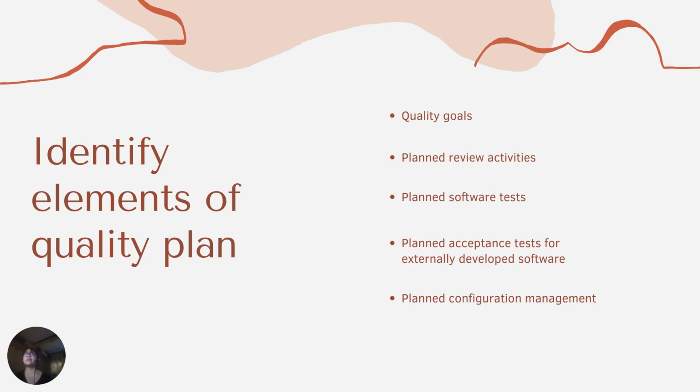The next question is: identify the elements of the quality plan. There are five elements that constitute a quality plan, and these are, first, the quality goals, the planned review activities, the planned software tasks, the planned acceptance test for externally developed software, and last is the planned configuration management.